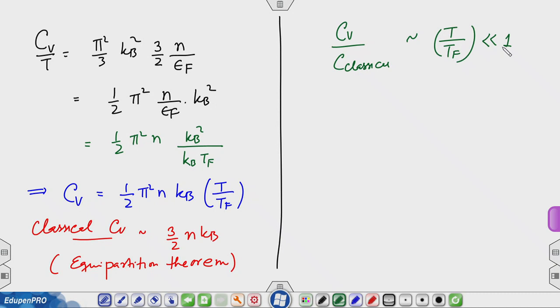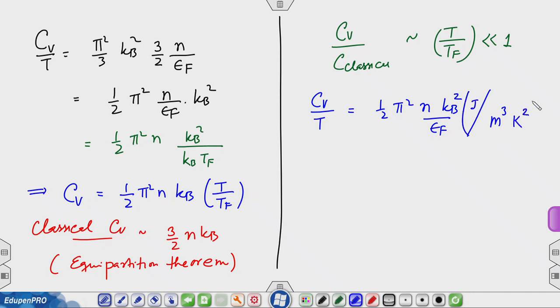Let us estimate the value of gamma. So, Cv over T is equal to 1/2 pi square n Kb square over epsilon F. This is per meter cubed per Kelvin square, and on top will be joule. Those are the units.